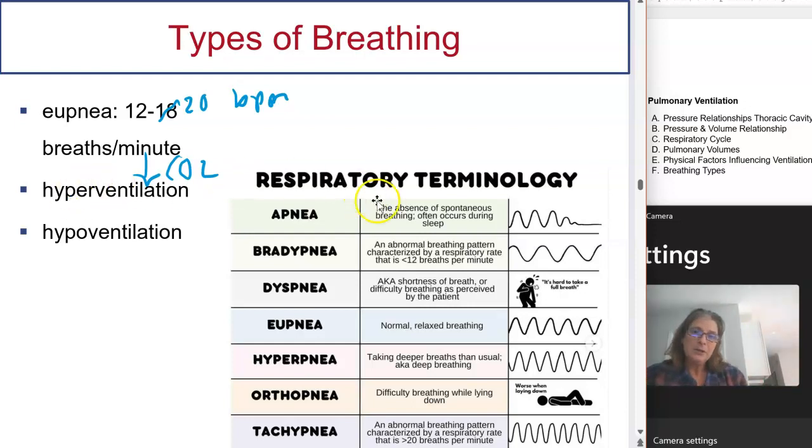And then the last one you notice is apnea, and you probably know what apnea is. A means without. So this is absence of breathing. This sometimes happens during sleep. People have sleep apnea, and so they will actually stop breathing momentarily during the night.